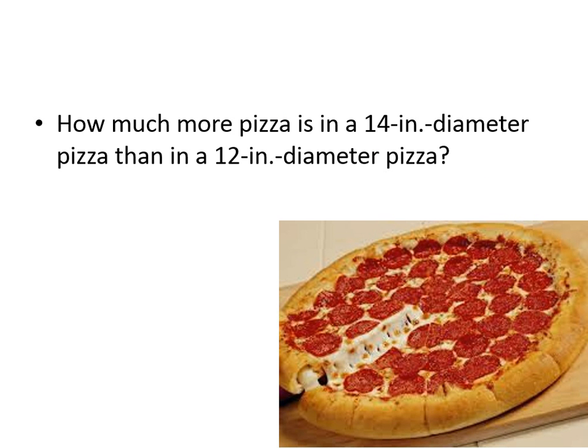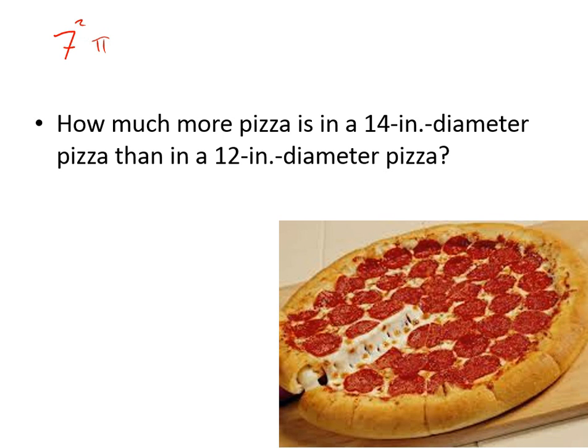Okay, so let's say we have this delicious pizza. We want to know how much more pizza is in a 14-inch diameter pizza than in a 12-inch diameter pizza. To find this, we need the area of the two pizzas. For the 14-inch diameter pizza, we find the radius, which is 7. So we get 7 squared times pi.